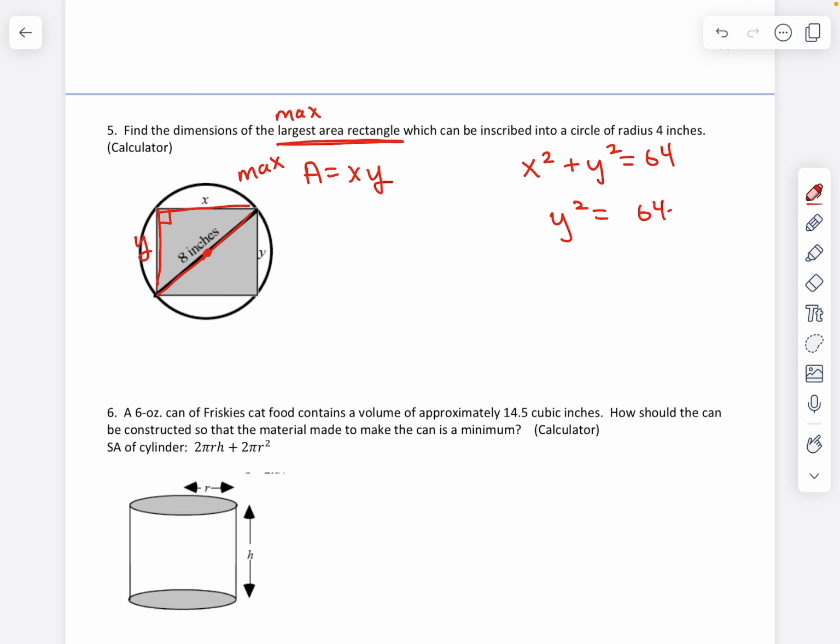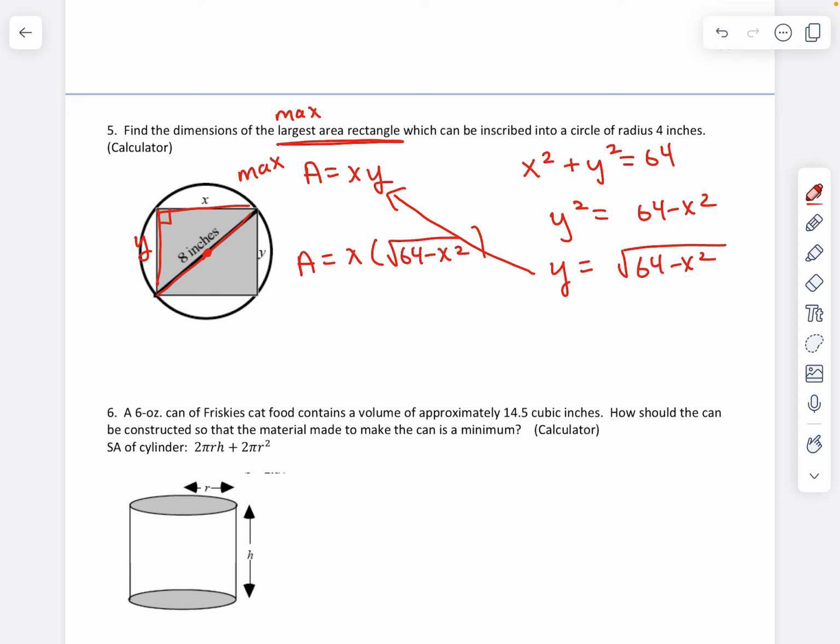I'm going to subtract the x squared and take the square root of it. When you take the square root, you do get a plus or minus, but y refers to the side of a rectangle, so it has to be positive. So now I'm going to plug this in here, and now I have an equation that only has x's in it.